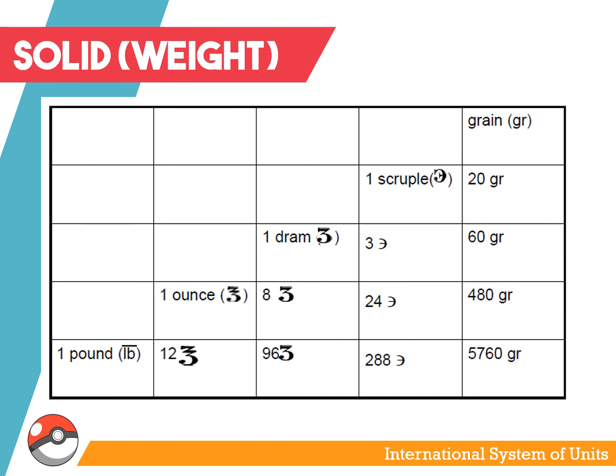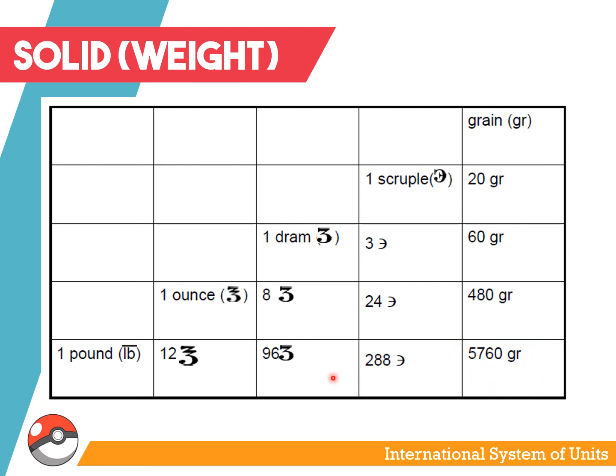So this system involves the following units: pound, ounce, dram, scruple, and grain. How do you use this table? We have 1 pound equivalent to 12 ounces, 1 pound equivalent to 96 drams, 1 pound equivalent to 288 scruples and 5,760 grains.